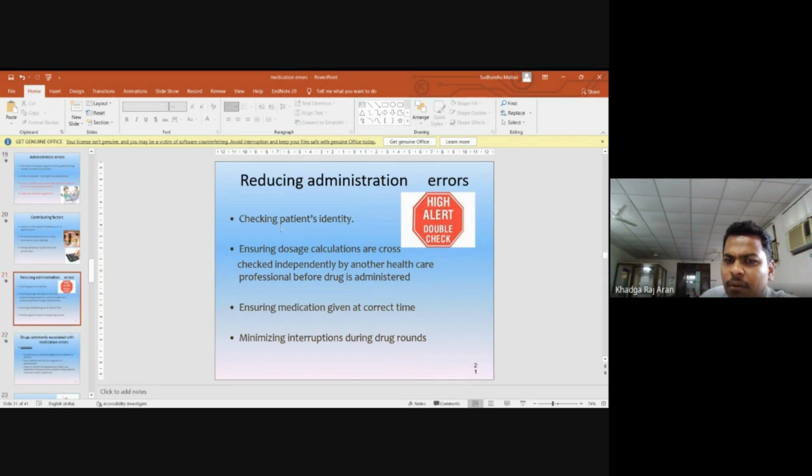To reduce administration errors, we can check the patient's identity and ensure dosage calculations are cross-checked by experienced persons or other healthcare professionals before the drug is given to the patient, especially anesthetic medicines. We should ensure medication is given at the correct time, by the correct route, and in the correct dose, and minimize interruptions during the drug rounds, so that we can reduce administration errors.